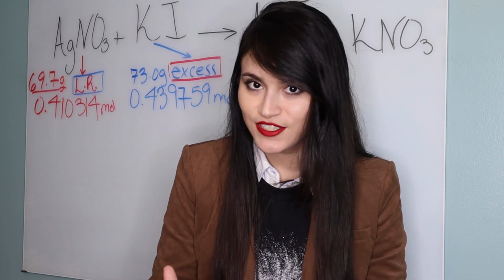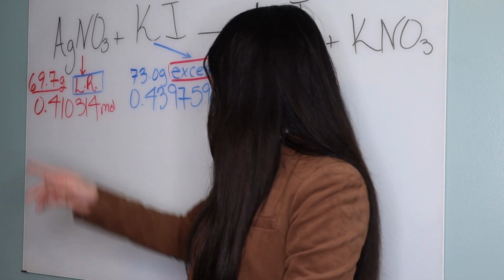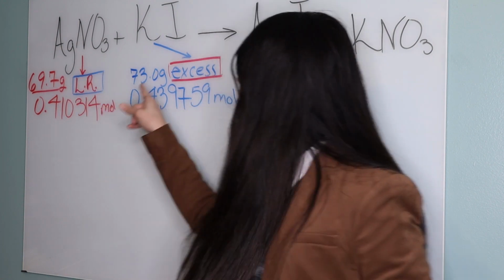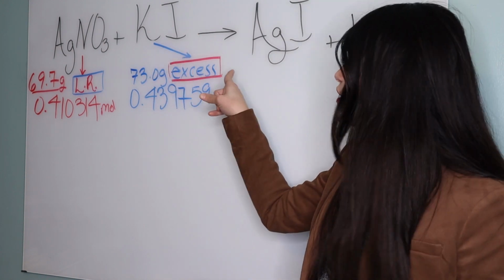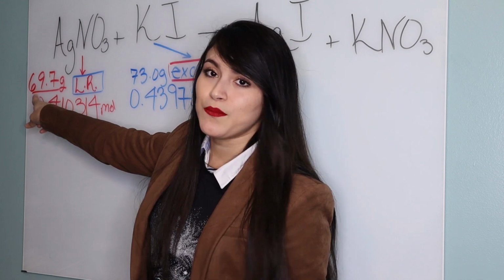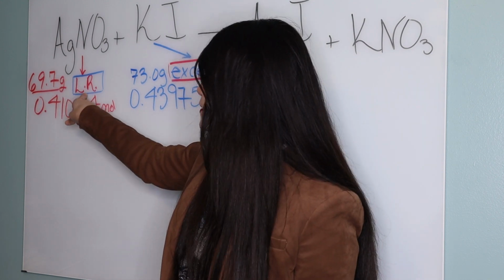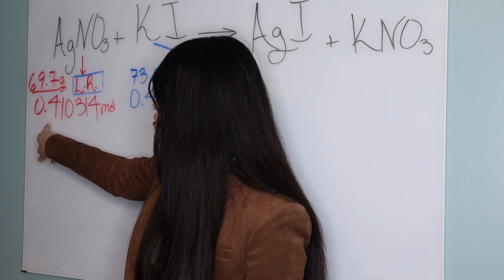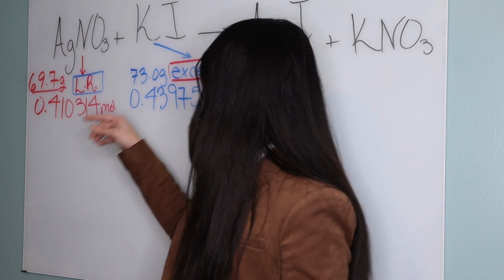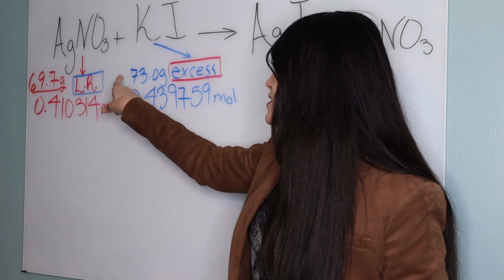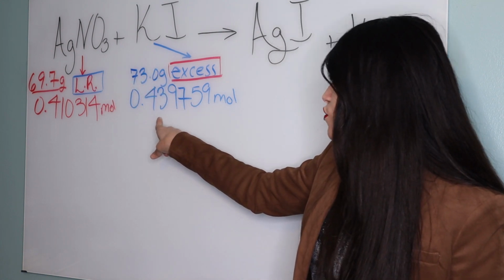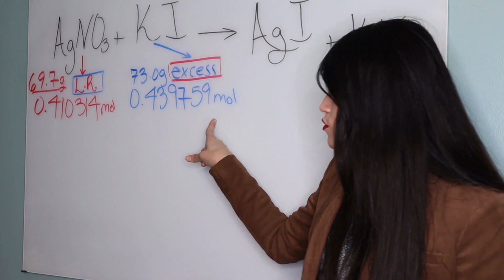What if I ask you, how much of our excess reactant are we going to have left at the end of the reaction? Well, first off, we know that silver nitrate is going to be our limiting reactant, and therefore we know that potassium iodide is going to be our excess reactant. We know that we started out with 69.7 grams of limiting reactant, which equals 0.410314 moles. And our excess, we started out with 73.0 grams, and that equals 0.439759 moles.